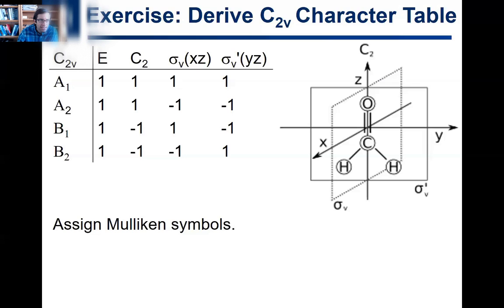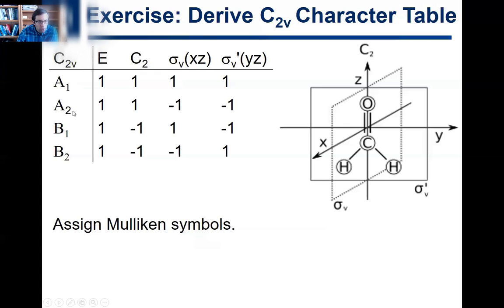All right, so the last thing we have to do is just assign Mulliken symbols. And so how do we do this? Remember, we first look at the dimensionality. If it's a 1, it's going to be an A or a B. So all these are A's or B's. How do we know if it's an A or a B? Well, is it symmetric with the principal rotation axis? Principal rotation axis is C2. So the ones that are symmetric, those got A's. The ones that are anti-symmetric, -1s, those got B's.